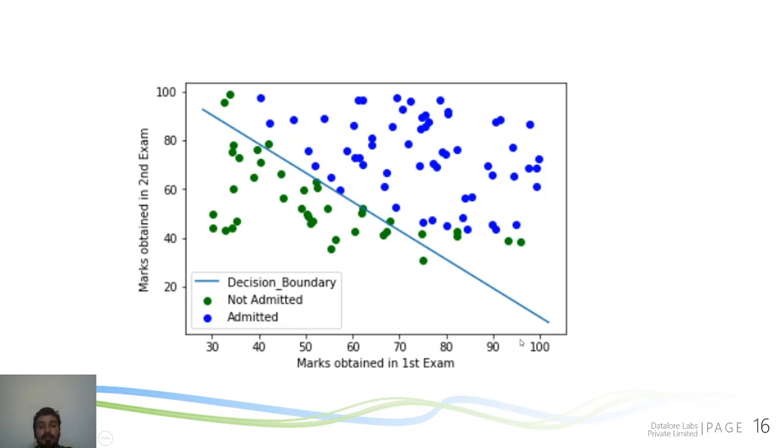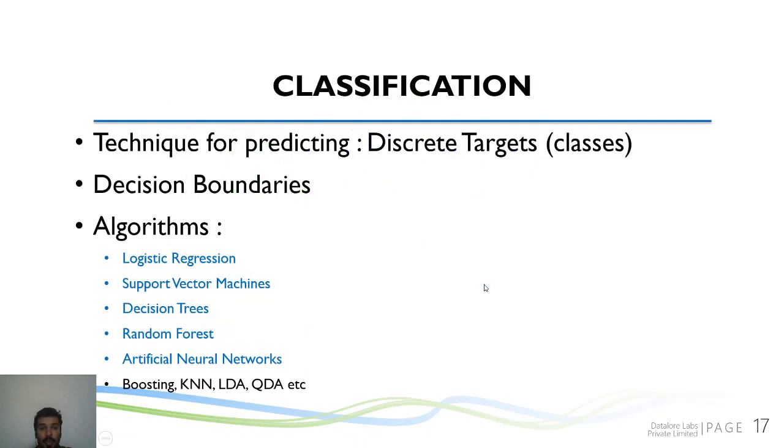Okay, so similarly we have a lot of information about a lot of students, and what we want to do here is we want to come up with a line that separates these people from these people, or people who are admitted from people who are not admitted. Okay, and this line here is called the decision boundary. We'll talk about it in more detail when we discuss classification algorithms.